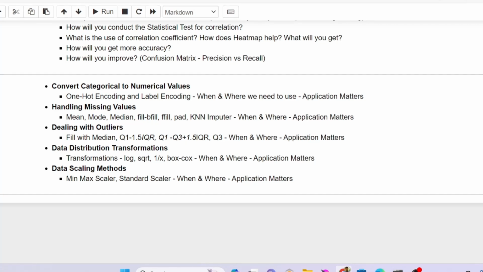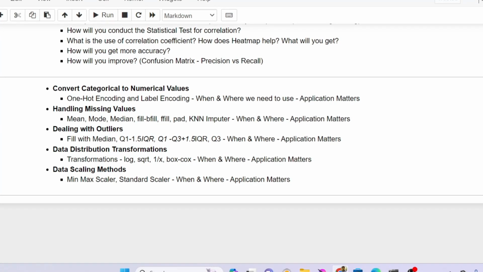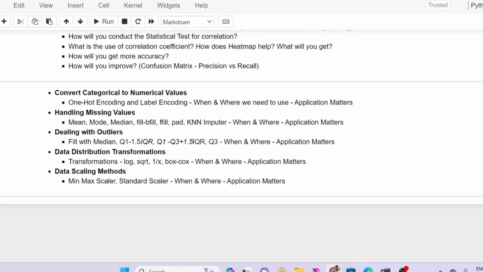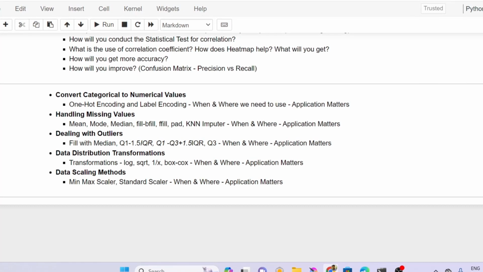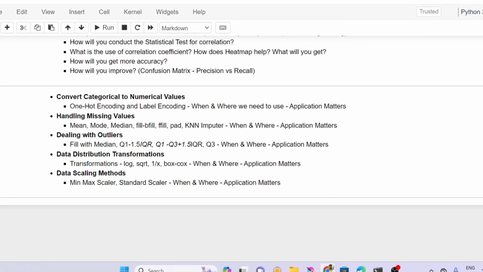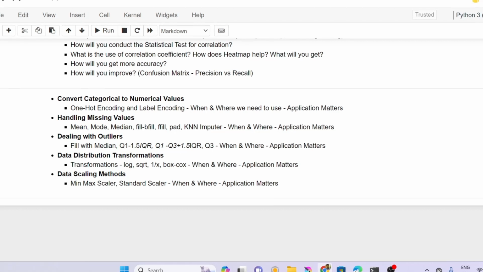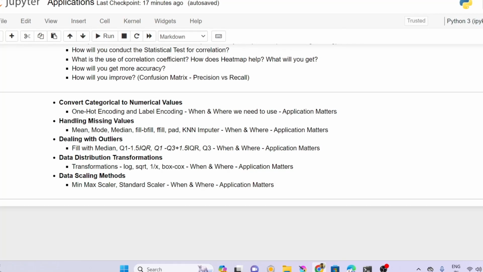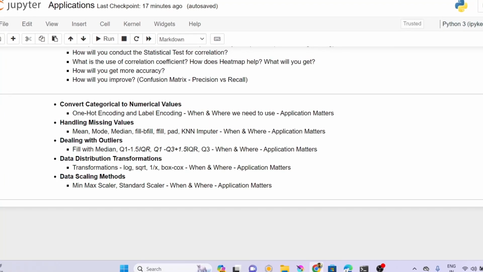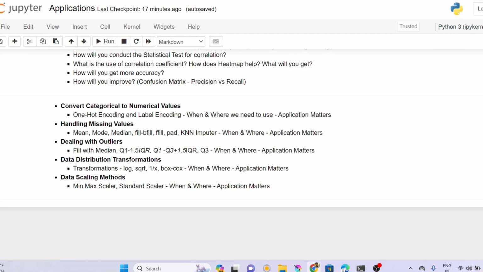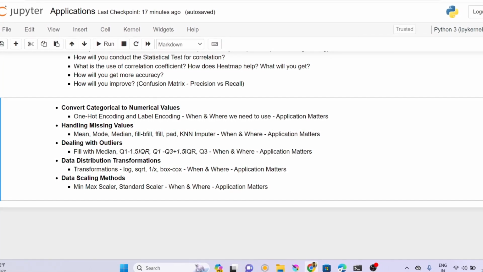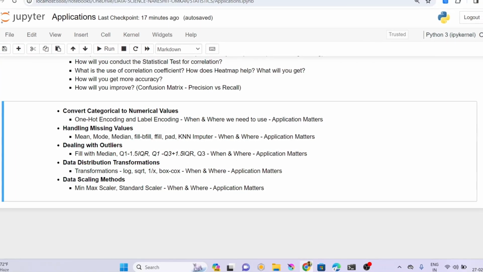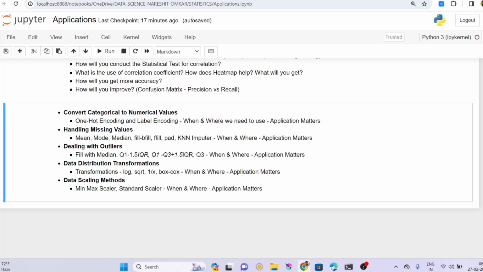Dealing with outliers: fill with median, Q1, Q3, or Q1 minus 1.5 times IQR, or Q3 plus 1.5 times IQR, when and where we use it. Data distribution transformation: log transformation, square root, 1 by x, Box-Cox, when and where it is used is again the application matter. Data scaling methods: min-max scaler, standard scaler. Which one we need to apply is also the application matter.